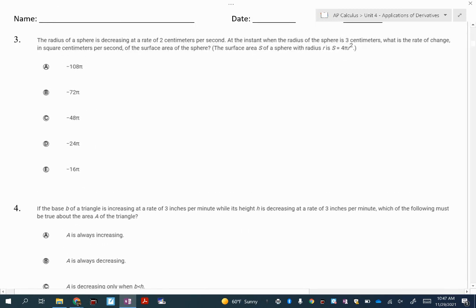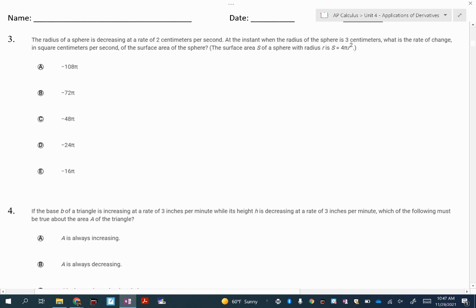Very similar problem here. We have the radius of a sphere that is decreasing. That's a key thing we haven't seen yet in any of these problems. So make sure when you plug in that 2, you make it a negative because it's decreasing. And we want to know, at the instant when the radius of the sphere is 3 centimeters, what is the rate of change of the surface area of the sphere?